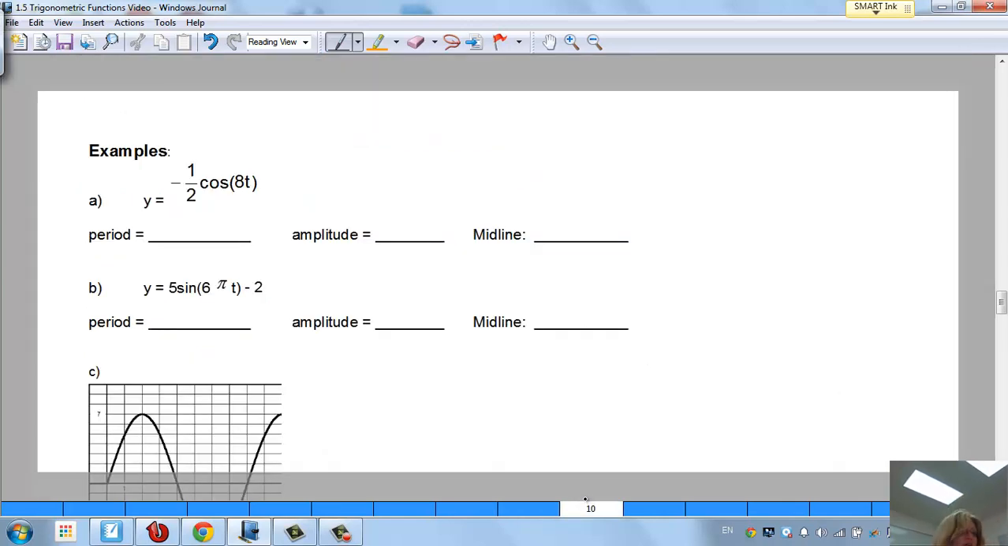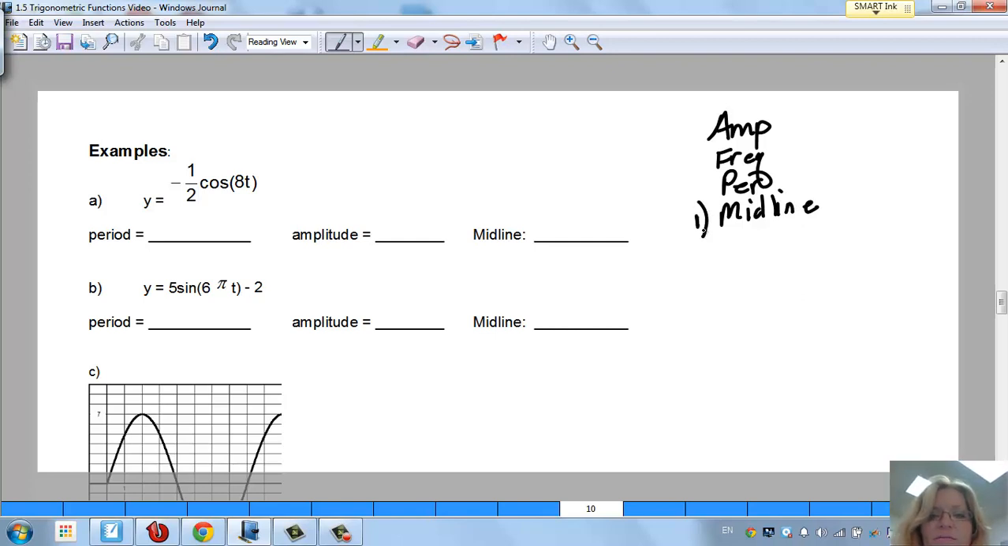So here's an example of a couple of them. They want us to find the period, amplitude, and midline. So remember, I always have you stack amplitude, frequency, period, midline. So this is what you're thinking when you do this. The first thing I always do is the midline. And the midline is what's added or subtracted in the front or back. And if you'll notice, there really is a +0 there. So your midline is right at the y-axis. So your midline is the line y equals 0, or your x-axis. The second thing I always do is check your amplitude. And the amplitude is what's in front of your cosine. Now remember the negative.